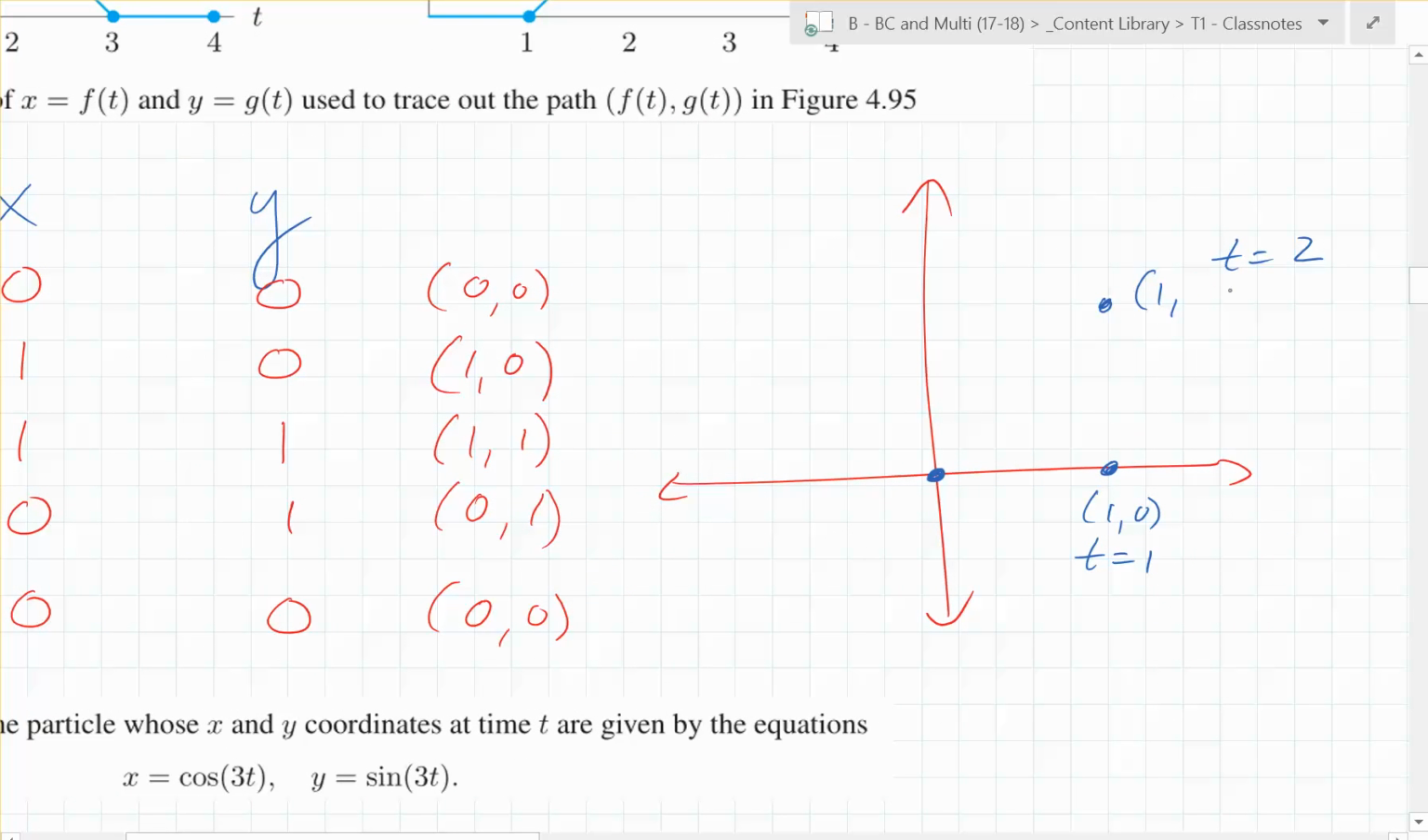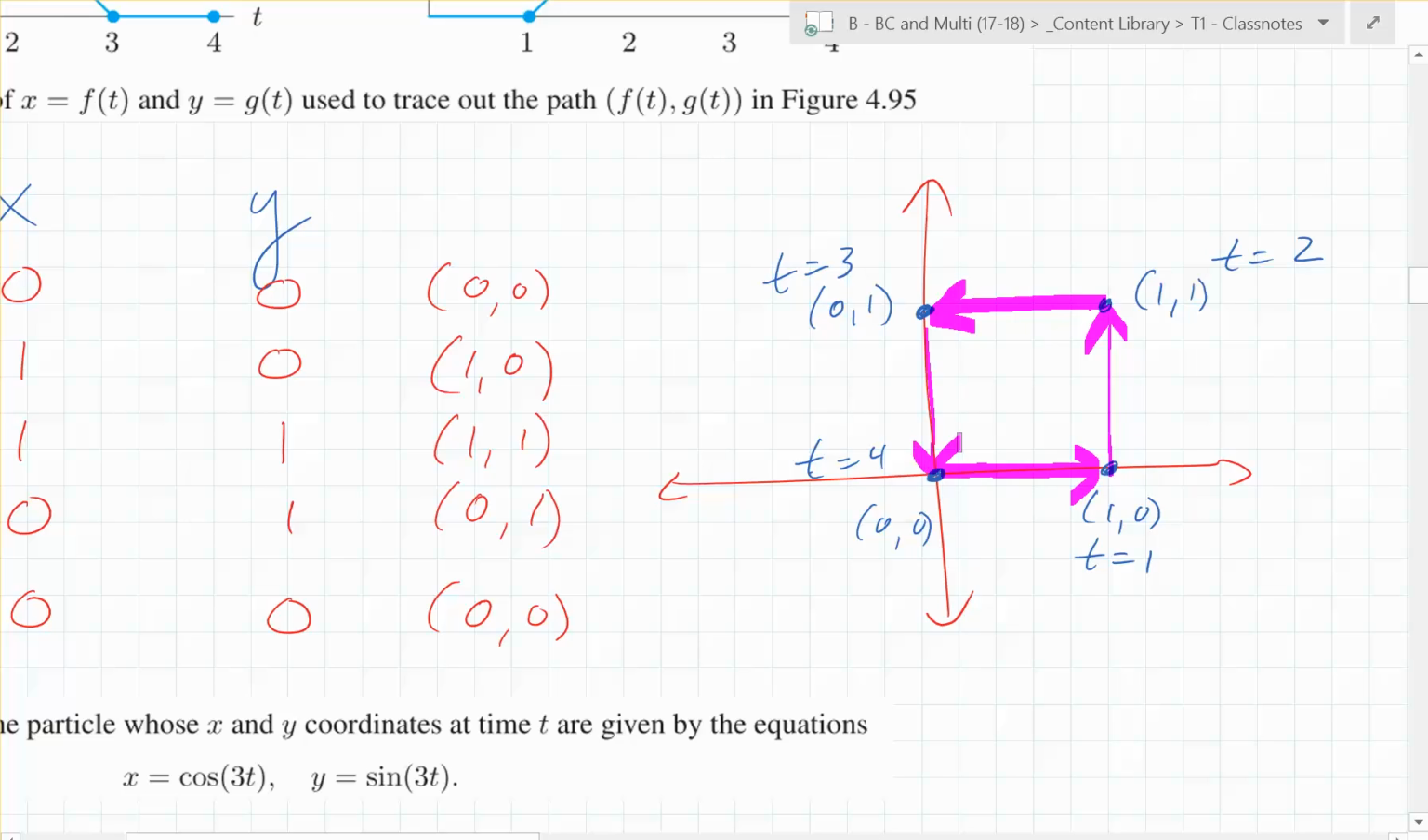It is (1, 1). You are absolutely right. (1, 1), it's time equals 2. And then it goes to (0, 1) right here. So (0, 1), that's time equals 3. And then what was time equals 4 again? Time equals 4. So what path does this actually make? It makes a square in this case. How else could we write it?